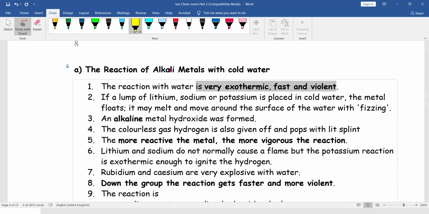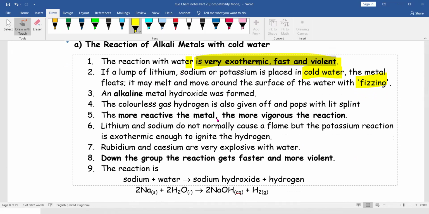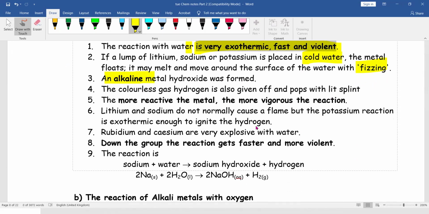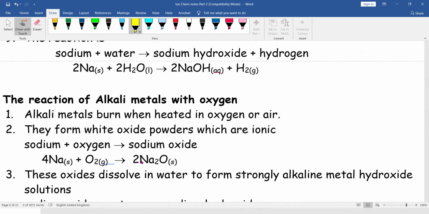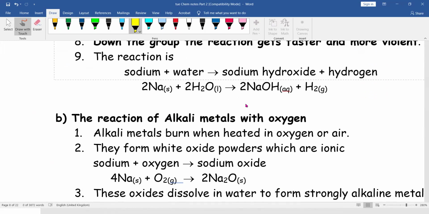Very exothermic means it releases heat. A lump of lithium, sodium, or potassium is placed in cold water. No need to use hot water, it will explode. It will start fizzing because it releases hydrogen gas, and an alkali is formed. Look at this equation: sodium plus water gives sodium hydroxide and hydrogen. Sodium hydroxide is an alkali. I want you to write an equation for potassium and water and lithium and water. Do it now.